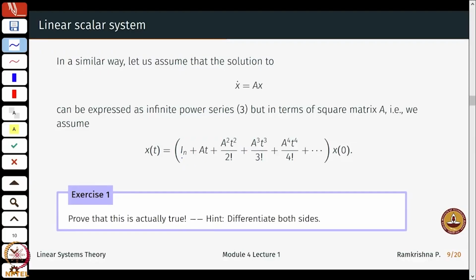So, I have the identity matrix, A t and all these higher powers of t. Of course, this is true. You can easily check by differentiating both sides. That is one way to check if a certain x of t is the solution to a particular initial condition or not. This is an n cross n matrix.